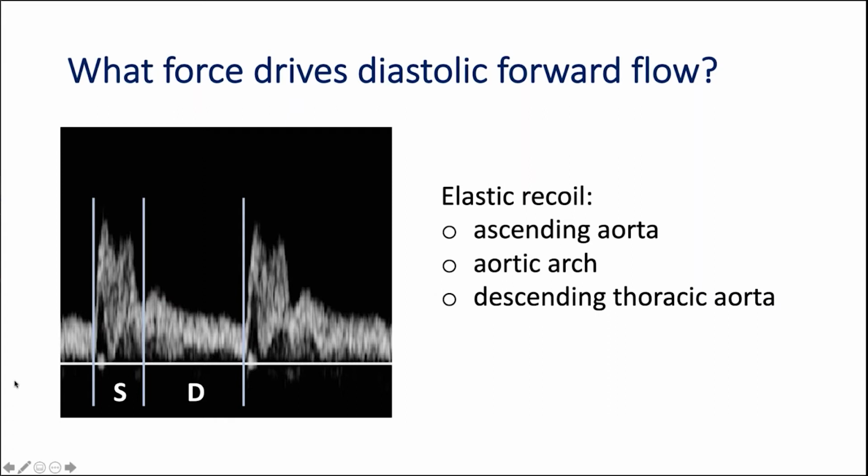So in this diagram here, during systole, the ejection of blood from the ventricle produces this increase in flow. With systole, when the aortic valve closes at the second mark here, this additional forward flow during diastole is propelled by the elastic recoil of the aorta, and then the second cycle thereafter.